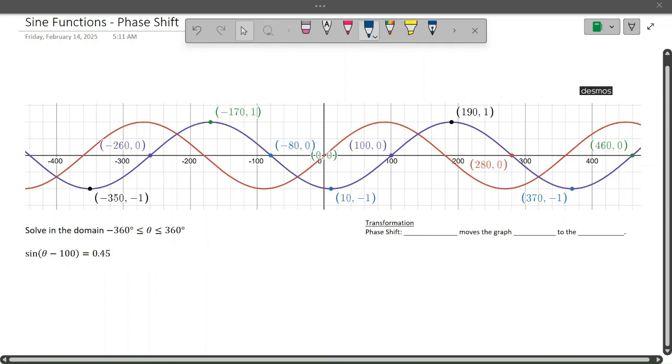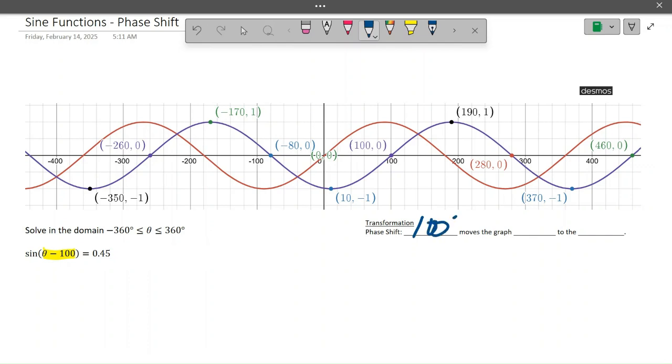We're going to start by identifying our transformation again. I'm looking again, just as a reminder, at what theta has to take on to make this 0, and it is 100 degrees. 100 is positive. That means our graph moves to the right 100 degrees. You can see that I've illustrated that above.